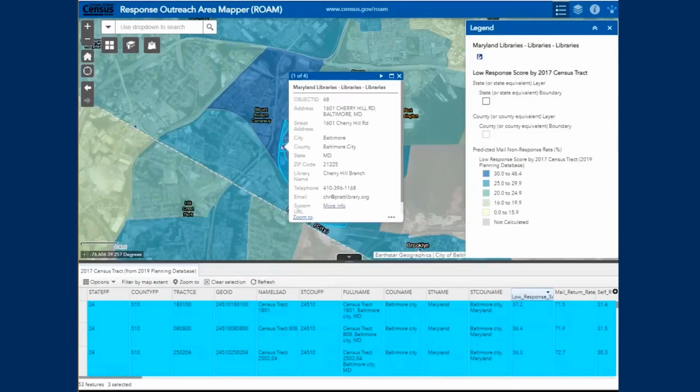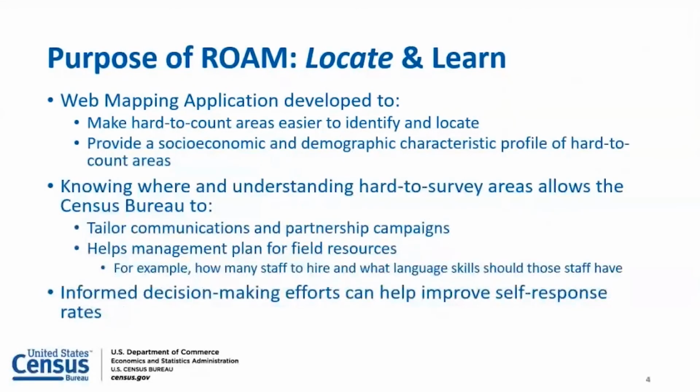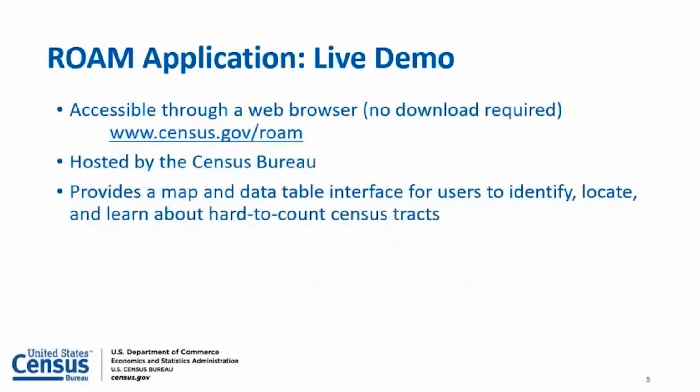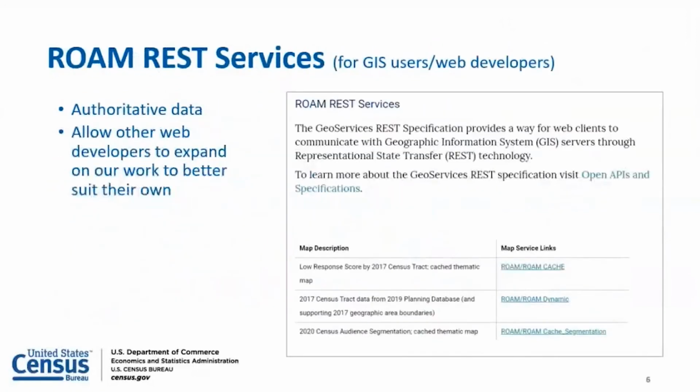In addition to us being able to add additional data sets into our map, we've made our authoritative web mapping services, so basically everything that you just saw in Rome's map, available to other web developers so that they can use our authoritative data as map layers in their own applications.